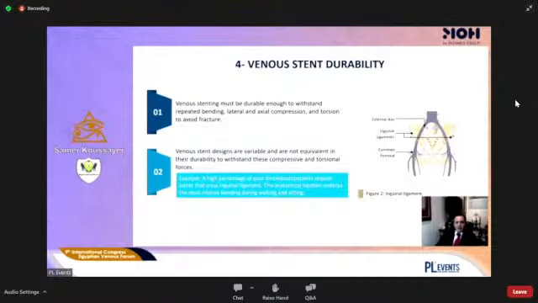I think durability is very important. A venous stent must be durable enough to withstand repeated bending, lateral and axial compression, and torsion to avoid fracture. Venous stent designs are variable and not equivalent in their durability to withstand this compression. So every company has different durability for the stent. When you choose your stent from each company, you have to look at durability and flexibility, which are completely different from company to company.